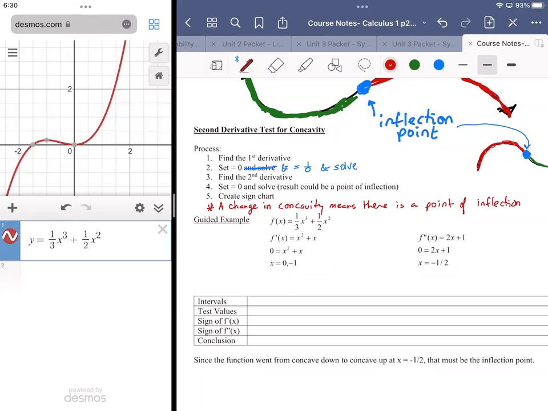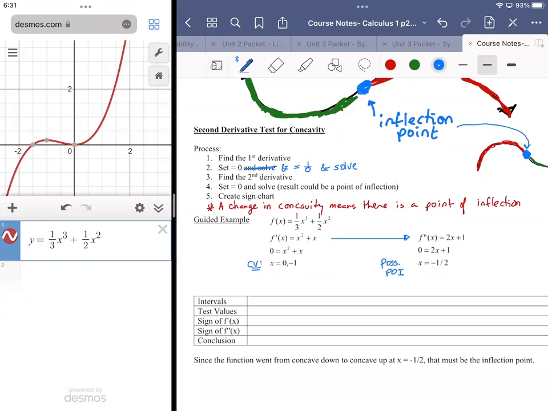Now we find the derivative and set it equal to 0. That gives me the critical values. We take our second derivative and set that equal to 0. That gives me the possible points of inflection, because there could be more. So I'm suspecting that x equals -1/2 is a point of inflection.